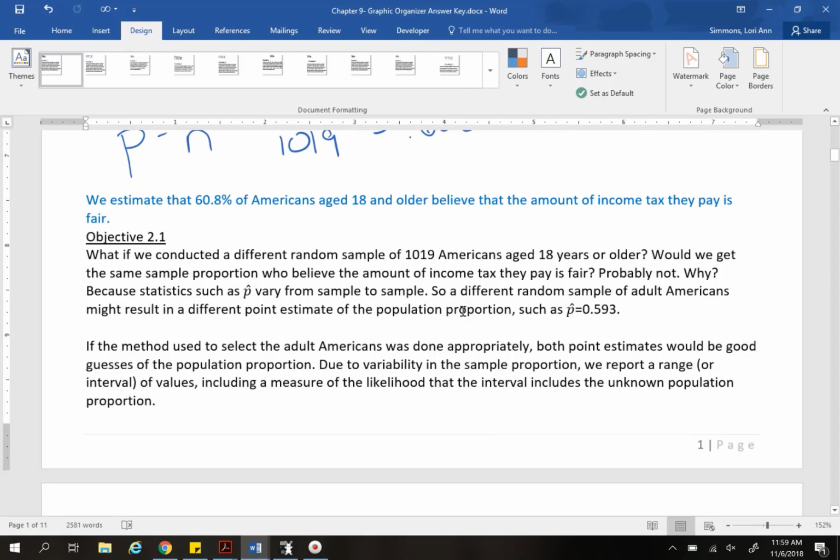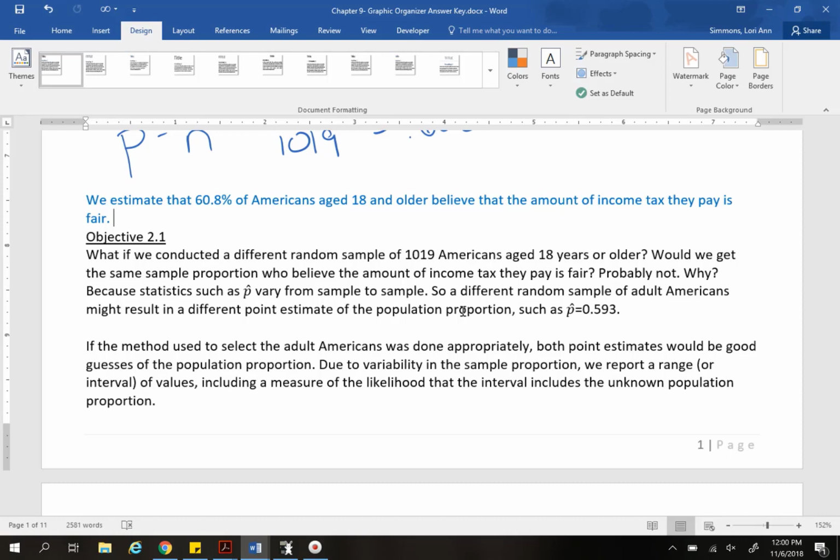So what if we conducted a different random sample of 1,019 Americans aged 18 years or older? Would we get the same sample proportion who believe the amount of income tax they pay is fair? Probably not, because statistics such as p-hat vary from sample to sample. So a different random sample of adult Americans might result in a different point estimate of the population proportion, such as p-hat equals 0.593. If the method used to select the adult Americans was done appropriately, both point estimates would be good guesses of the population proportion.